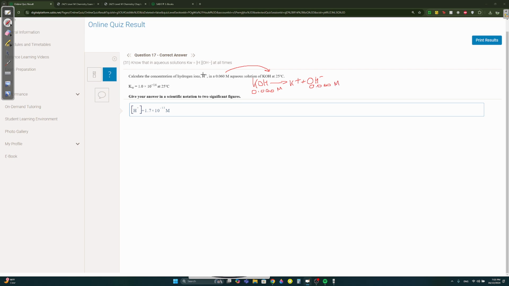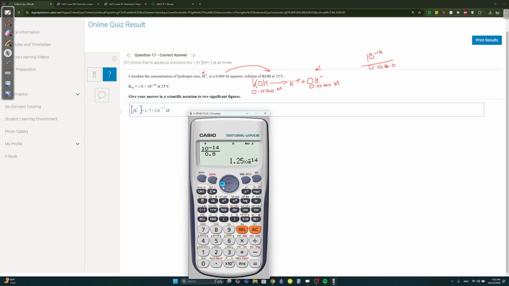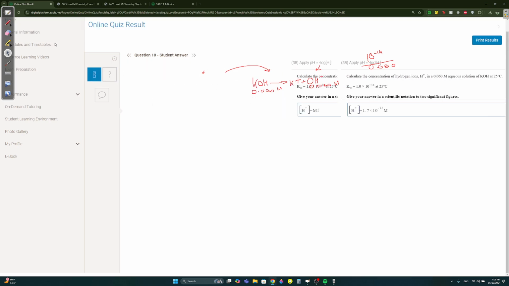We want H plus. What do we have? OH. How do I find H plus? It's 10 to the minus 14 over 0.060. To 2 significant figures, it's going to be 1.7 times 10 to the minus 13, right?